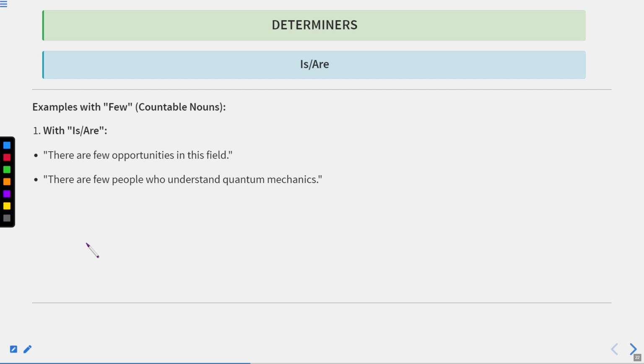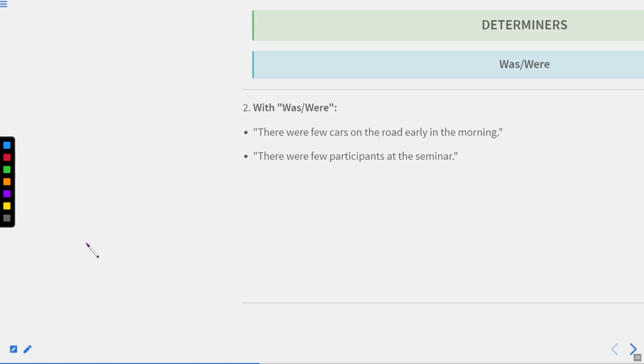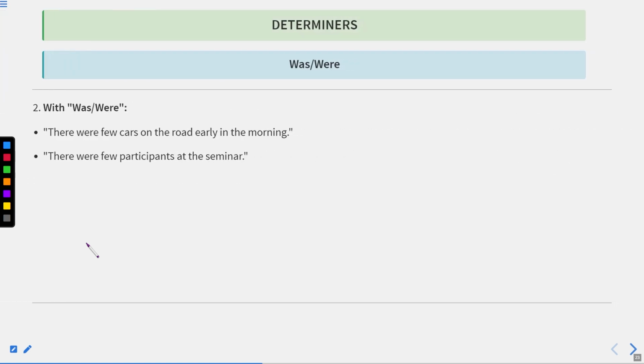Examples with few, countable nouns. We basically use the plural form of a noun with it. "There are few opportunities in this field." "There are a few people who understand quantum mechanics." Now let us move to the next one. Was and were: "There were few cars on the road early in the morning." "There were few participants at the seminar." So here also we can use was and were according to the things which we have already discussed earlier. Now let us move to the next one.